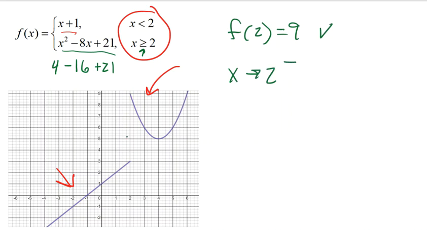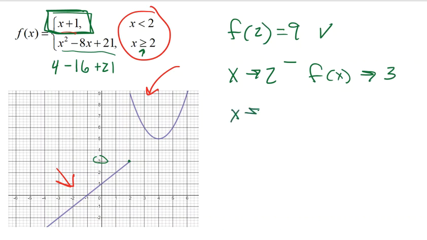Approaching 2 from the left would be less than 2, and that's using this equation right here. When I plug 2 in, 2 plus 1 is 3. That's why we see the graph stopping right here at 3. So that means from the left-hand side, the function is going towards 3. Okay, that's a problem because I need that to match up with where the function is actually at, which is 9. So there's an issue right there.